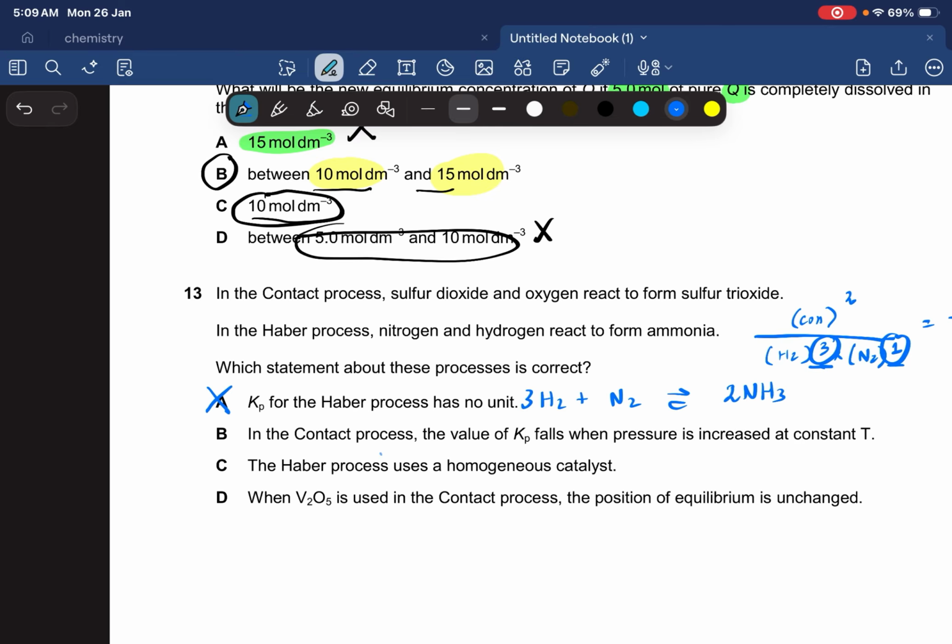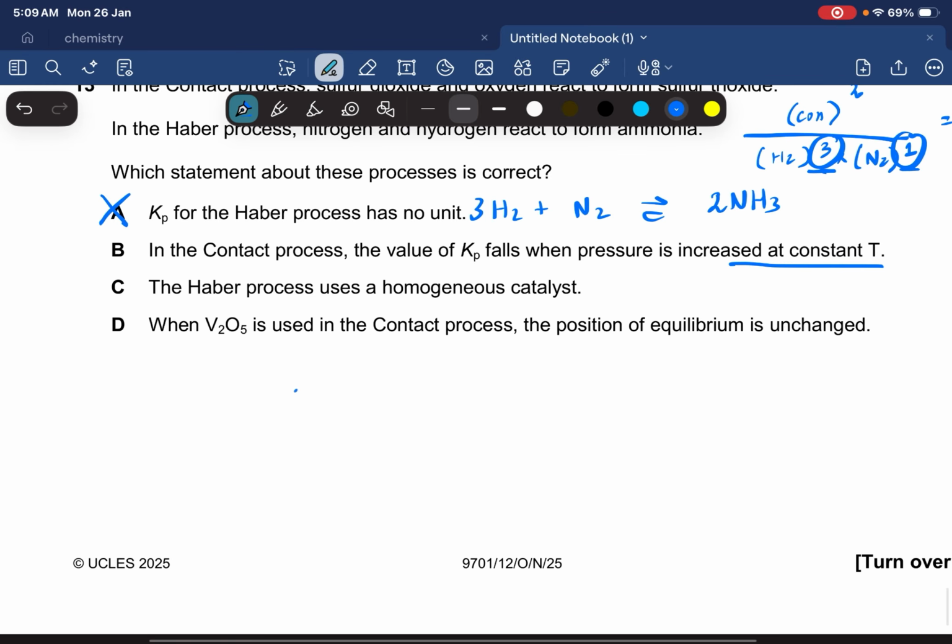In the contact process, the value of Kp falls when the pressure is increased at a constant temperature. So you have sulfur dioxide, you're trying to add oxygen to it to form sulfur trioxide. And now, since the equation is not balanced, you added 2 here, then you added 2 here. Now see if it's balanced. Yeah, it's balanced now. So the value of Kp falls when the pressure is increased.